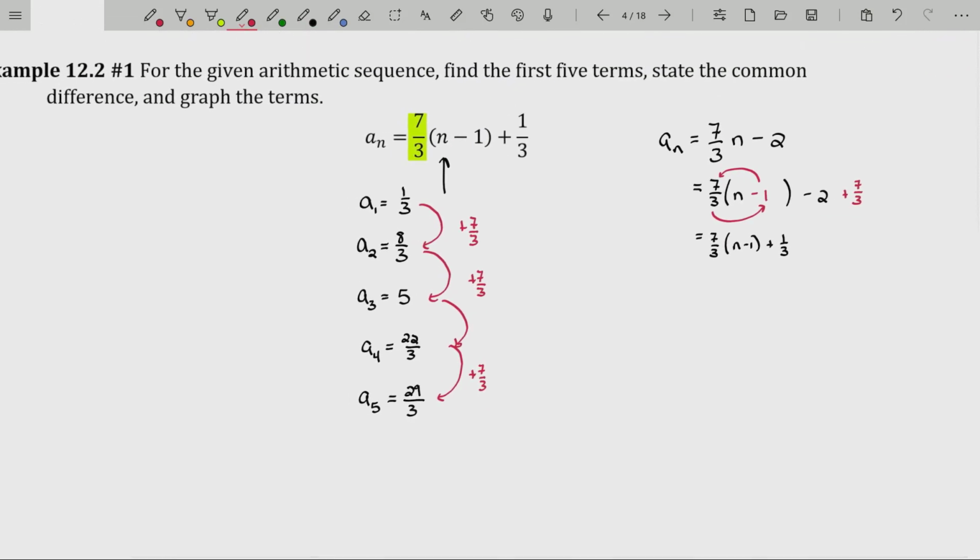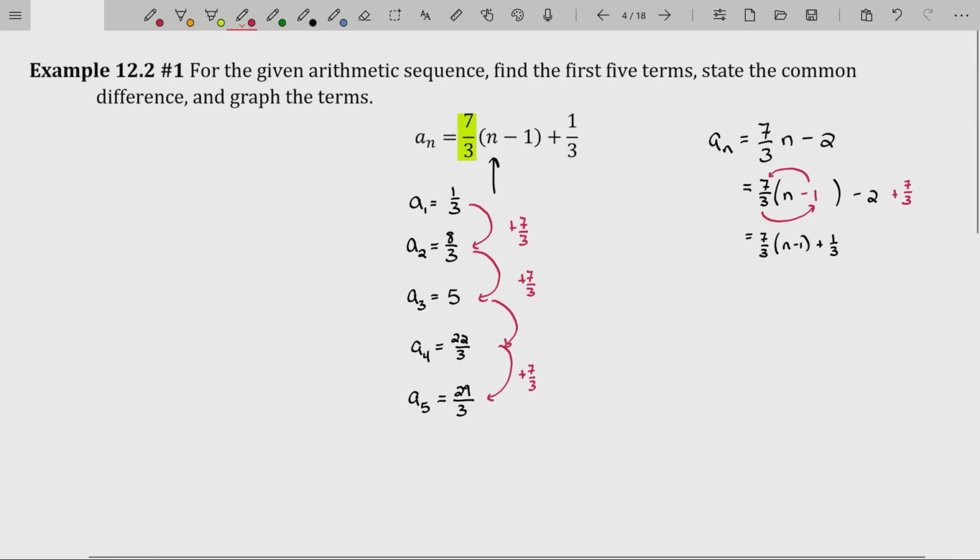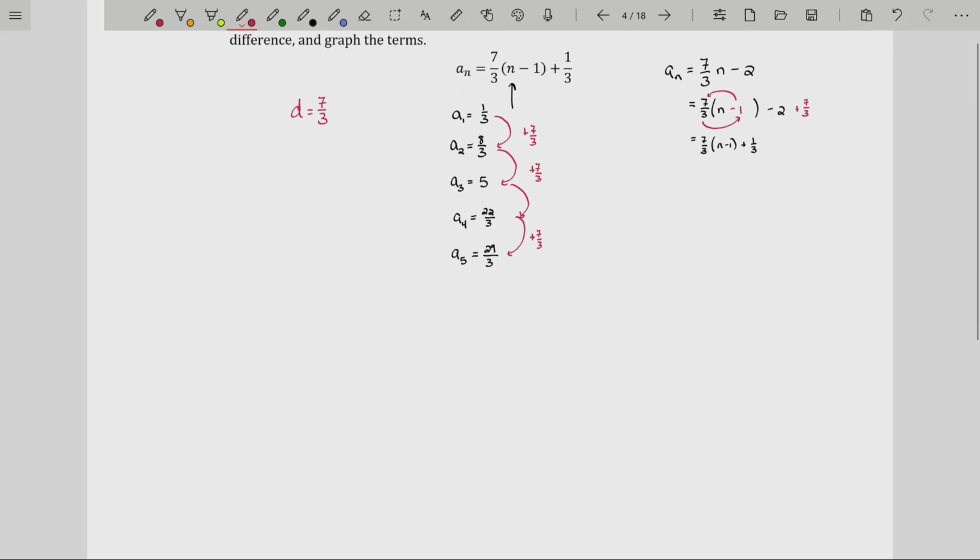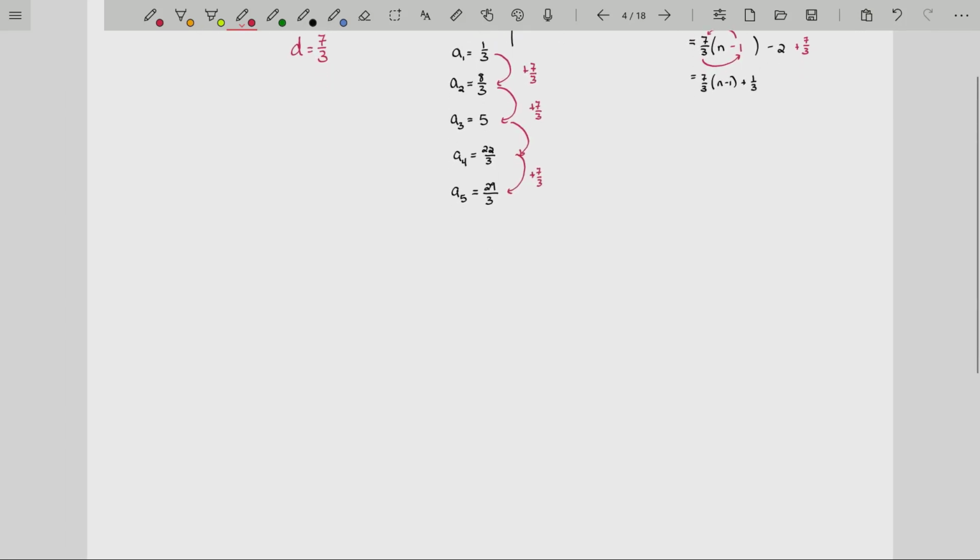So really writing out the first 5 terms is not a big deal with an arithmetic sequence. Stating the common difference is also not a big deal. The common difference d is equal to 7/3, because that's the slope. Remember, common difference is basically the slope. And finally, graph the terms. Well, this will be more educational than anything else.